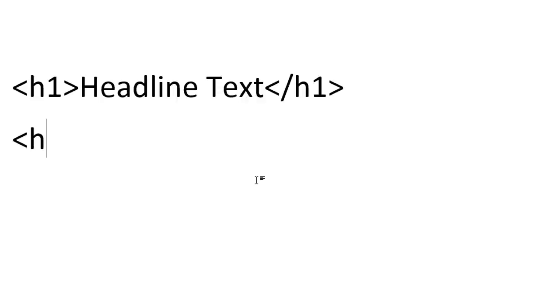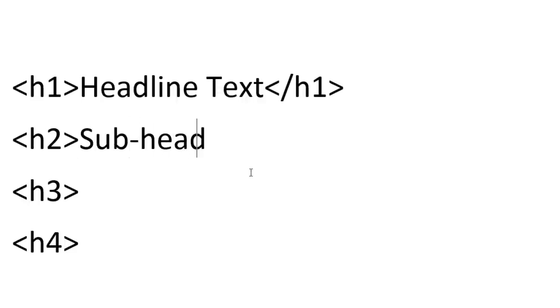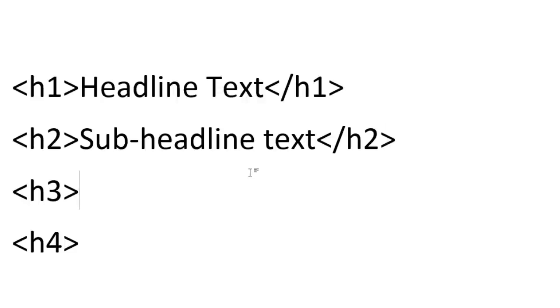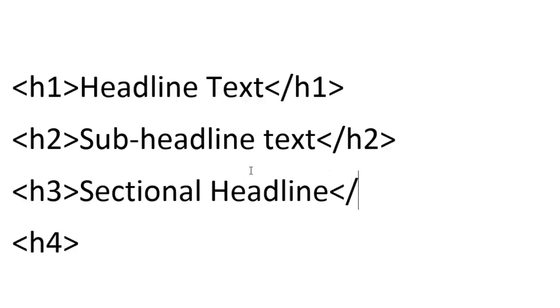So if you want to decrease in size, it's going to go from H2, H3, H4, and so forth. And you would do this exact same thing. This could be something like a subheadline text, and then we can close that off with slash H2. And this could be something like a sectional headline, and we close it off with H3. So as the number gets bigger, the heading gets smaller, but it's still a headline.